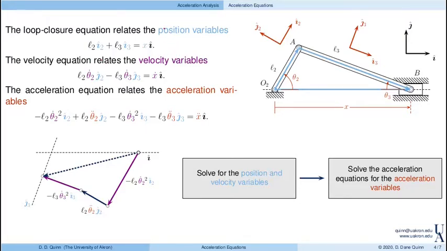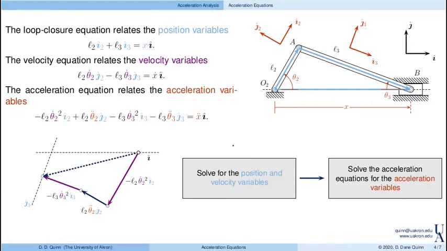Then the velocity equation relates the velocity variables. So we take the derivative of this and we introduce theta 2 dot, theta 3 dot, and x dot as new unknown quantities that need to be determined. So in all of this, one of these position variables is given, one of these velocity variables is given, and of course one of the acceleration variables of theta 2 double dot, theta 3 double dot, and x double dot are given to us in the problem statement.